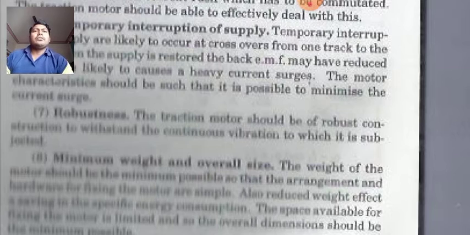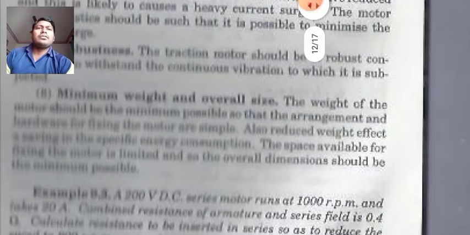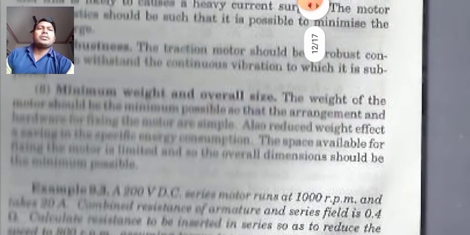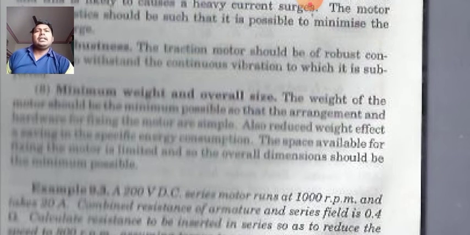Minimum weight and overall size. The weight of the motor should be as minimum as possible, so that the arrangement and hardware for fixing the motor are simple, and also to reduce the specific energy consumption. The space available for fixing the motor is limited, and so the overall dimensions should be the minimum possible.